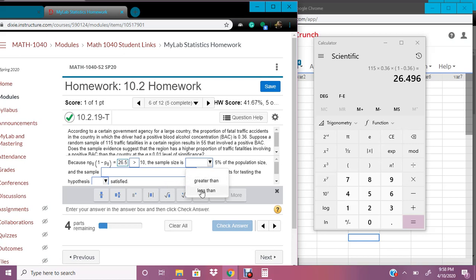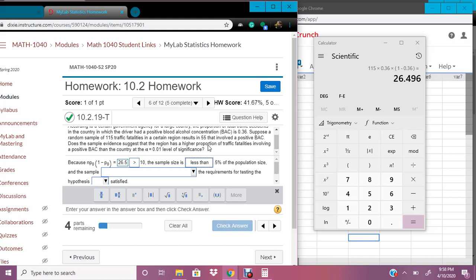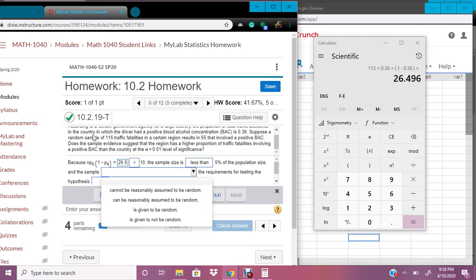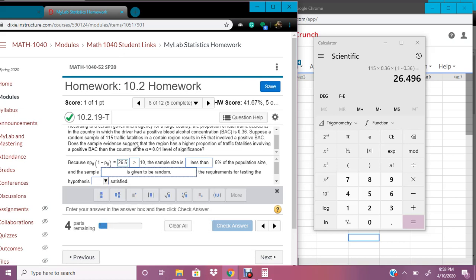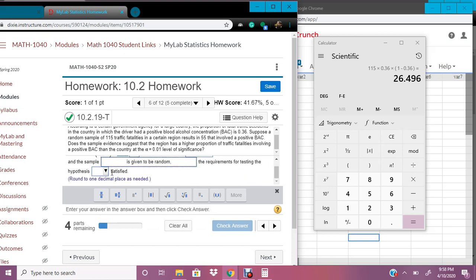Another requirement is that the sample size has to be less than 5%. So always put less than 5% unless it gives you reason to think otherwise. We're only looking at 115 fatalities in a certain region, so it's not very specific, but we just assume that it's less than 5%. And it says random sample, so it is given to be random. And so the requirements are satisfied.